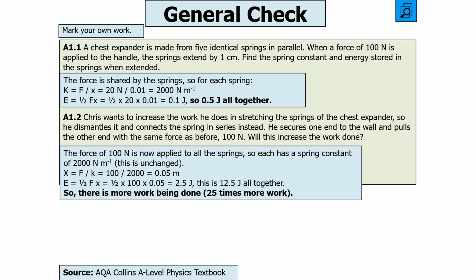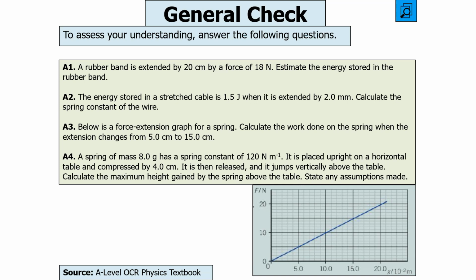The next question says a rubber band is extended by 20 centimeters by a force of 18 newtons. Estimate the energy stored in the rubber band. The energy stored in a stretched cable is 1.5 joules when it's extended by 2 millimeters. Calculate the spring constant of the wire. Below is a force extension graph for a spring. Calculate the work done on the spring when the extension changes from 5 centimeters to 15 centimeters.